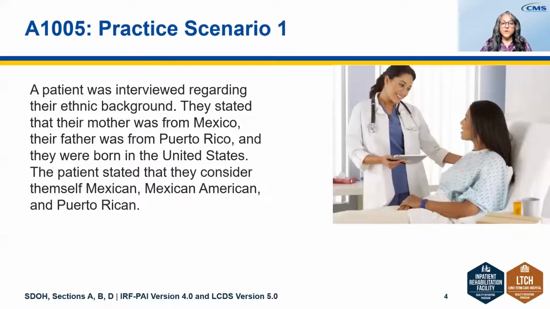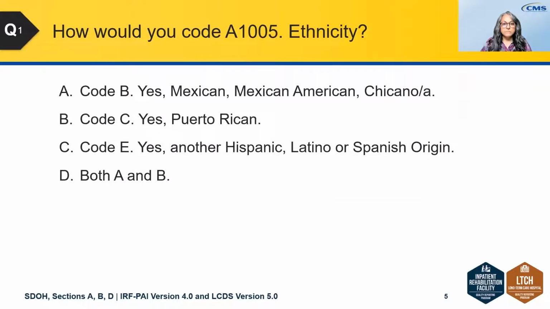So here's our first coding scenario. A patient was interviewed regarding their ethnic background. They stated that their mother was from Mexico, their father was from Puerto Rico, and they were born in the United States. The patient stated that they consider themselves Mexican, Mexican-American, and Puerto Rican. So based on this scenario and the response choices that you see on this slide, how would you code A1005 ethnicity?